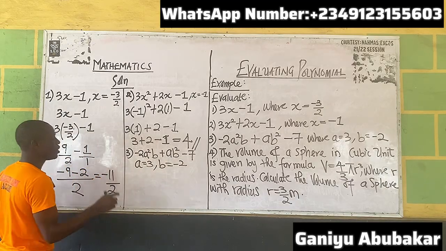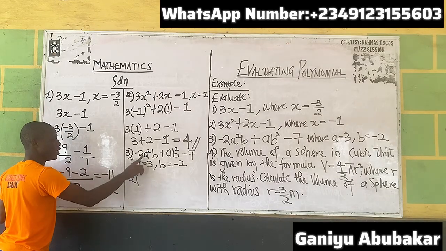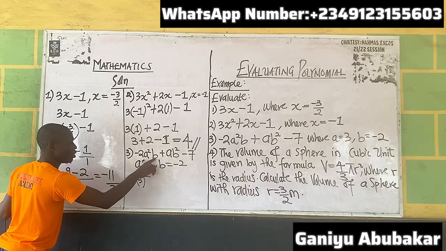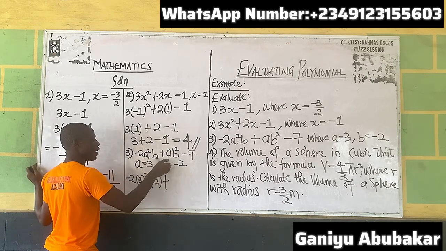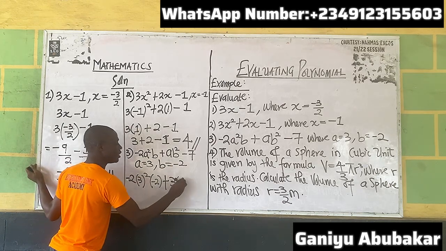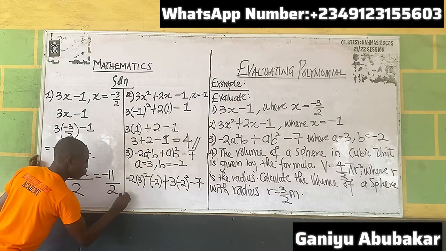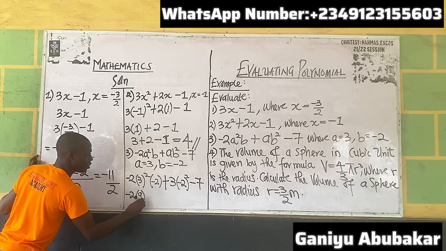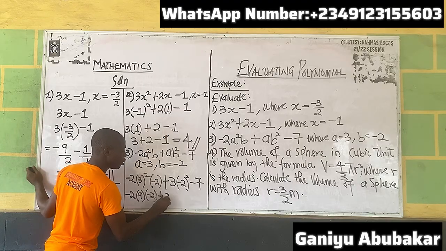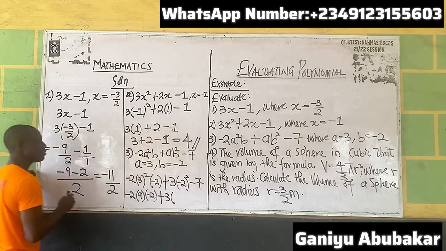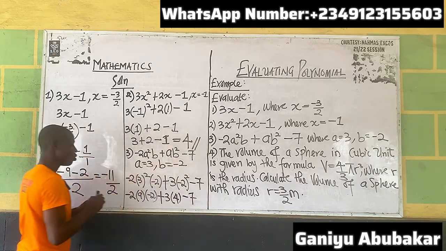What do we have there? That gives you minus 2 into a, which is 3, squared. b, of course, is negative 2. Then plus a, which is 3, into b, negative 2, all squared. Then minus 7. Moving on, this gives you minus 2 into 3 squared, which gives you 9, then into minus 2. Then plus 3 into minus 2 squared, which gives you 4, then minus 7.